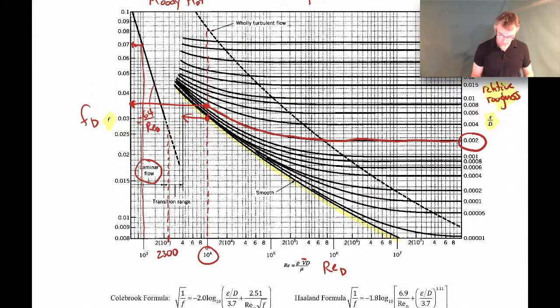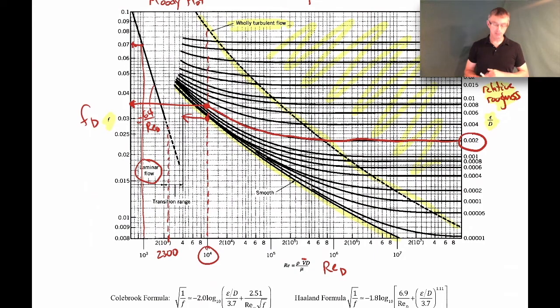There's another region here called the wholly turbulent zone right up here, or wholly turbulent flow, or fully turbulent zone. You'll hear different names for it. And that's this dashed line here that I'm highlighting in yellow. What that zone is, when you're above that curve and to the right, so up in this region, what you see is that our lines are pretty much horizontal in here.